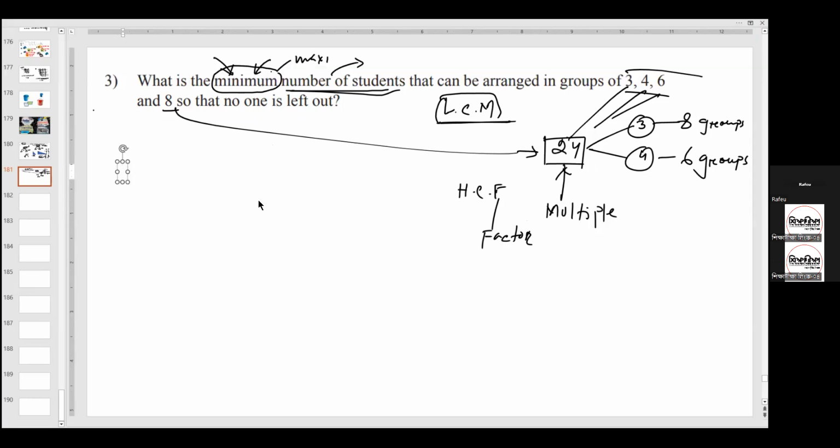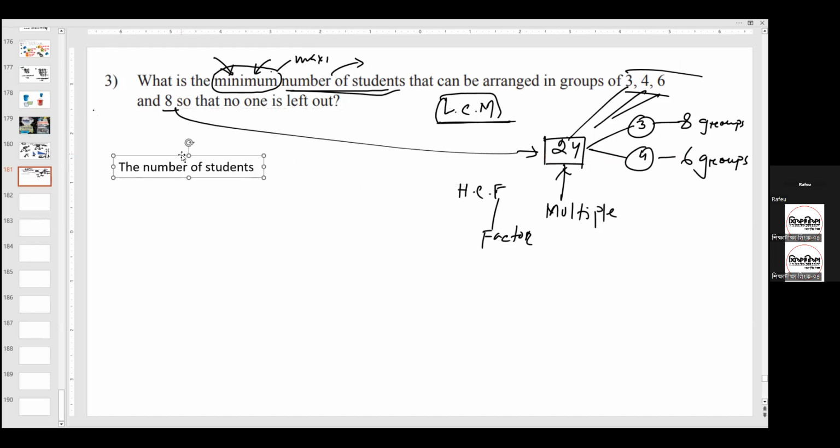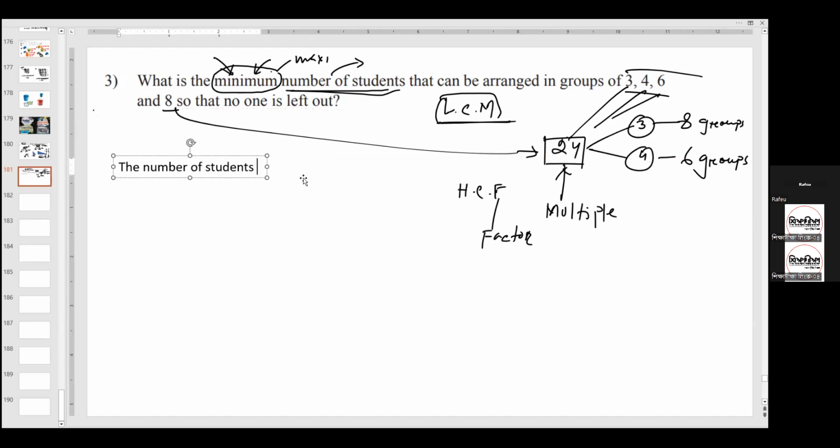We will write that the number of students will be equal to the LCM of 3, 4, 6, and 8. Now find the LCM.